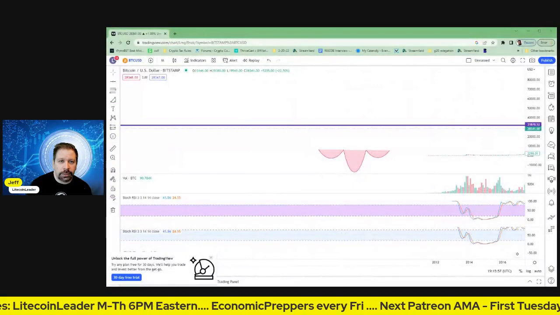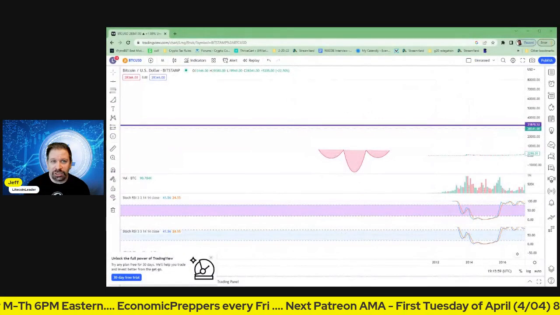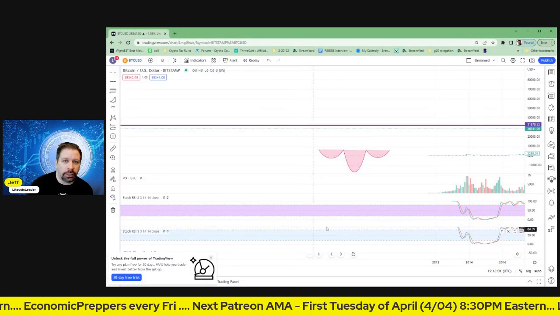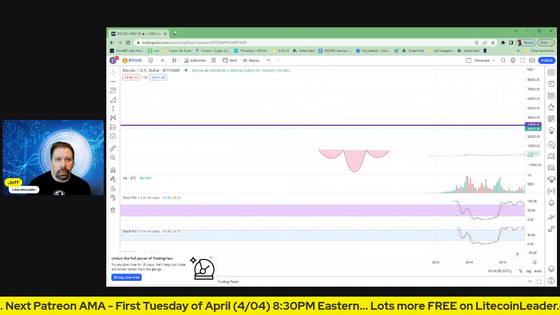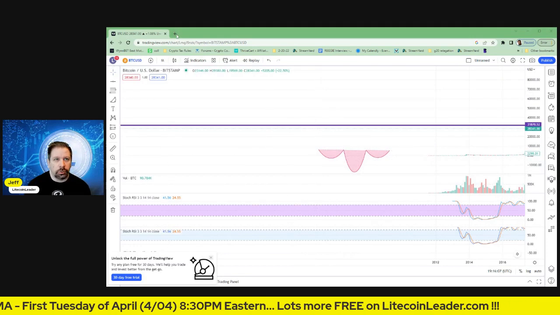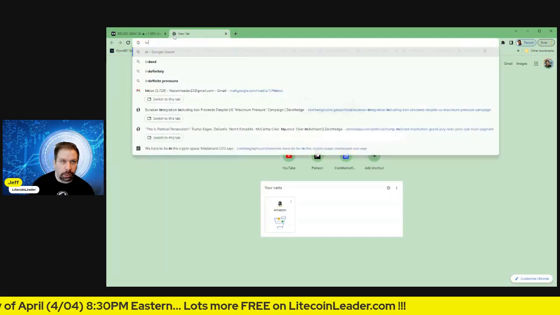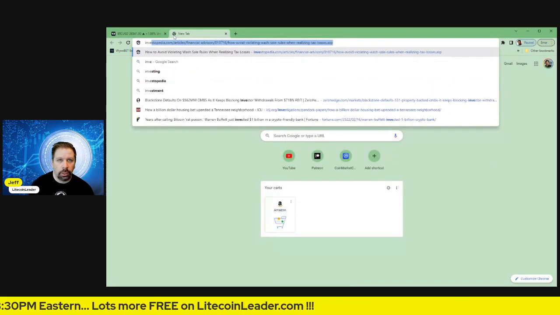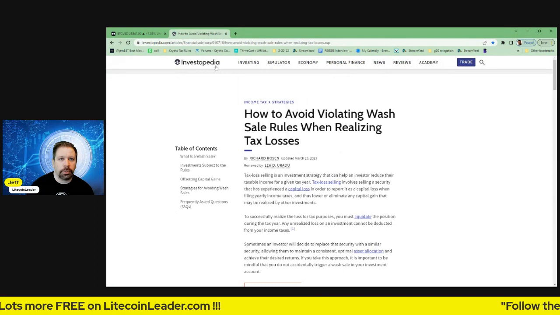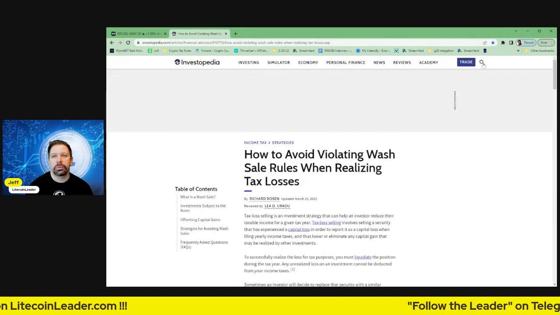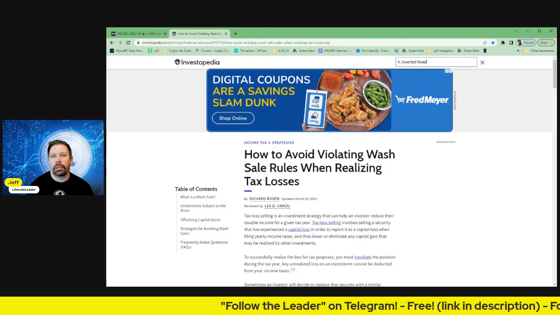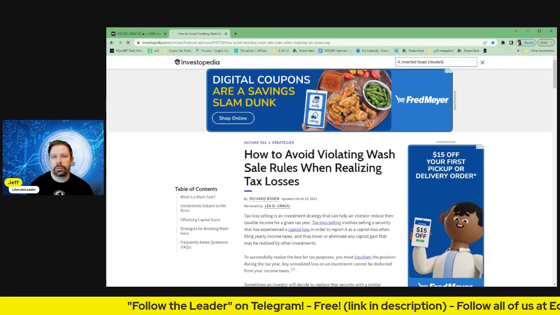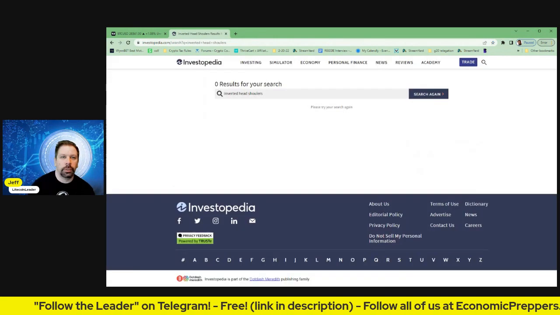This is TradingView, and I've drawn three arcs here, and this is a pattern called the inverted head and shoulders. Now I am also going to go to Investopedia and look up inverted head and shoulders. I probably spelled it wrong. Yes, I did.